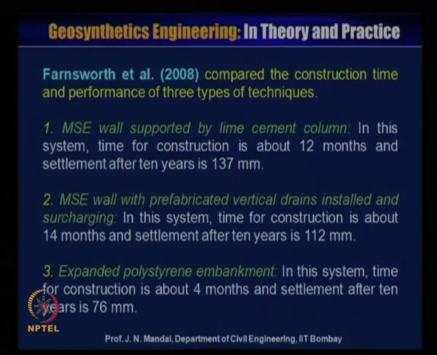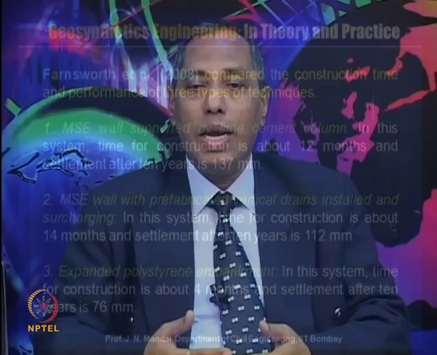In case of the mechanically stabilized earth wall supported by the lime cement column, the settlement after 10 years is 137 millimeter, whereas in case of MSE wall with prefabricated vertical drain, the settlement after 10 years is 112 millimeter. But if you simply use the expanded polystyrene material, the settlement after 10 years is 76 millimeter. You can see how this dramatically reduces the settlement by the inclusion of the geofoam material.